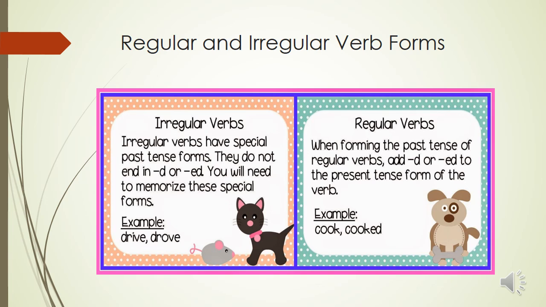While in regular verbs, the past tense ends with d or ed. For example, cook, cooked, cooked; play, played, played; look, looked, looked. So we are adding ed or d to form the past tense of these regular verbs. It is very important to know the difference between irregular and regular verbs, because in past tense we write the second form of verb, so it's very important to know how to form the second form.